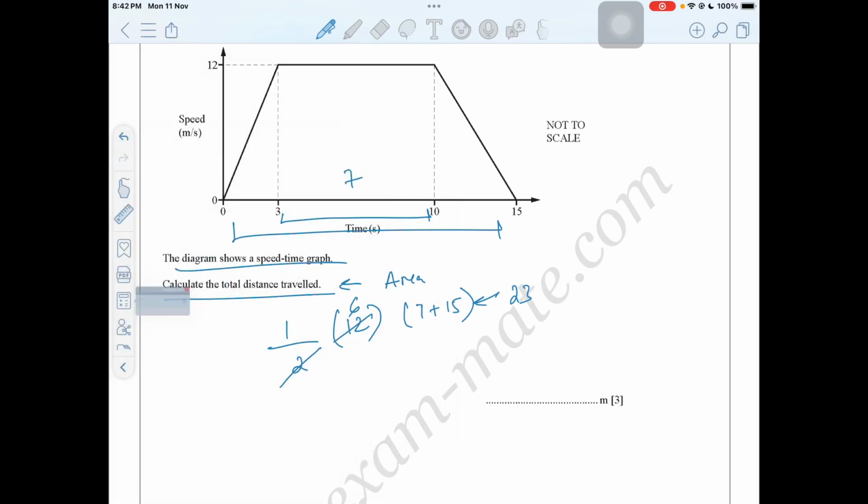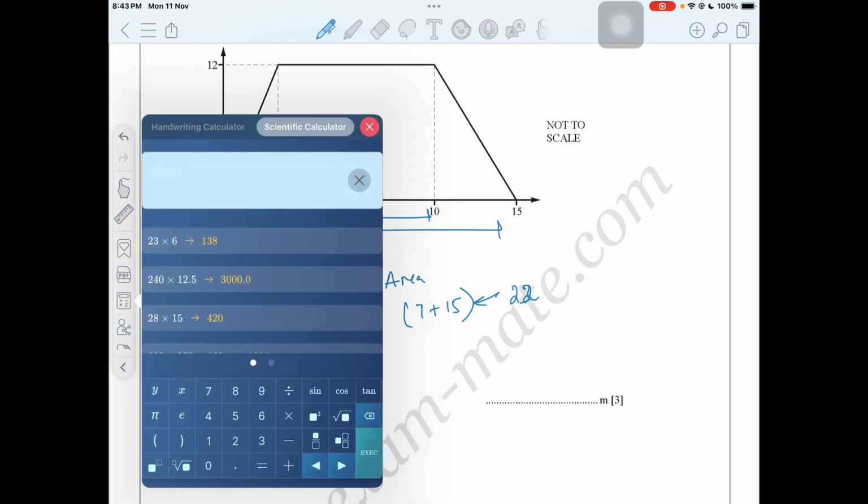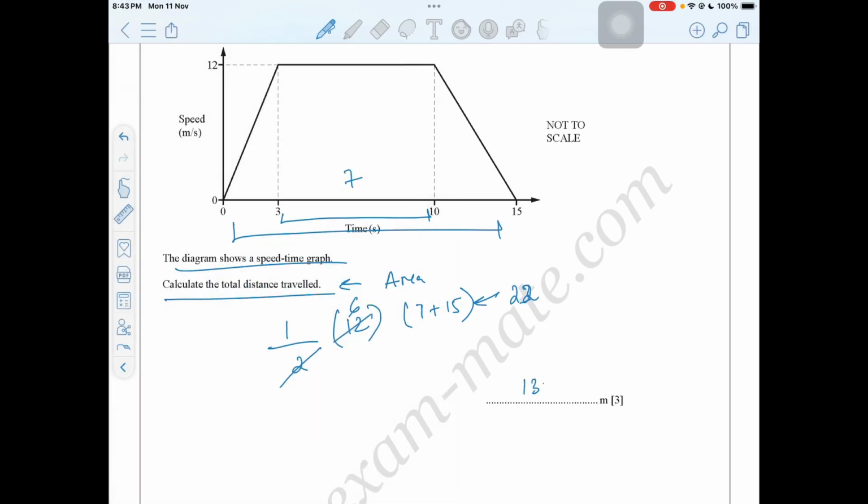Or did we make a mistake over here? This is 22. Making some silly mistakes over here. I think I need a break. This is 22 multiplied by 6. So we get 132, right?